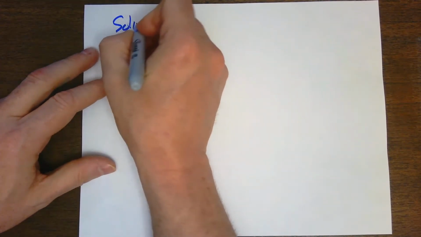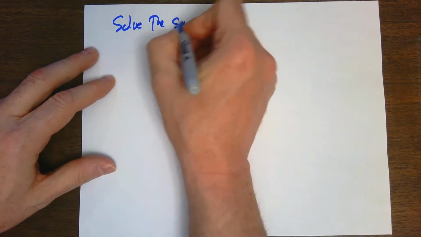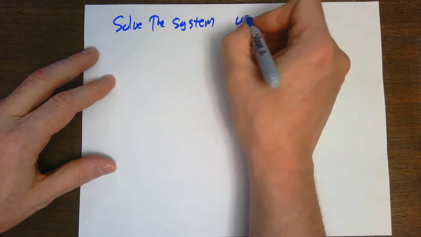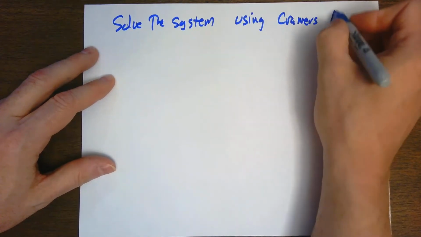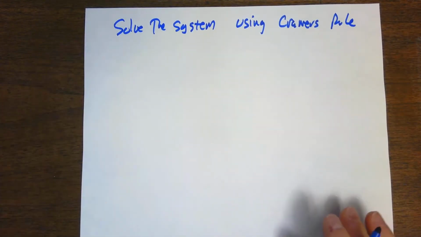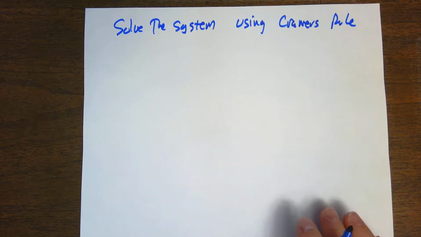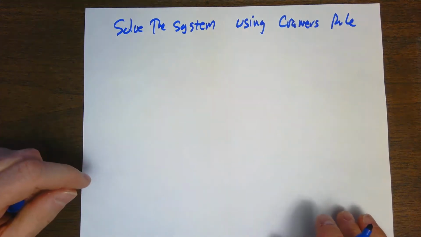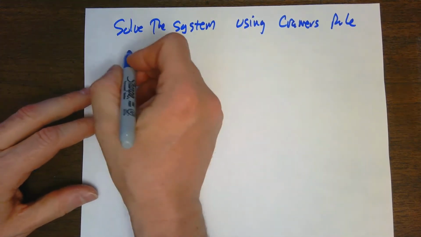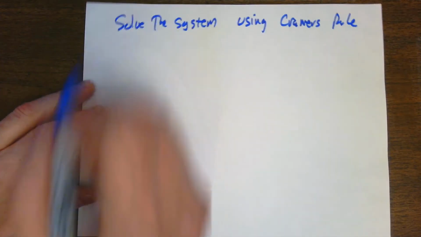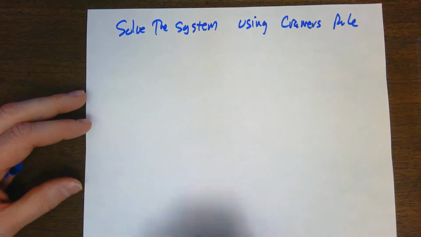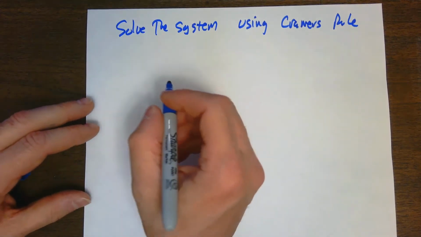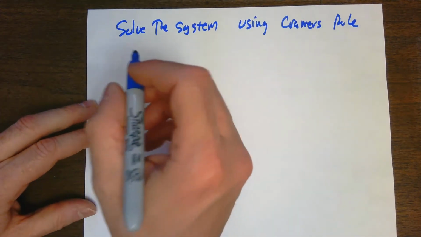Solve the system using Cramer's rule, which is determinants of matrices. Let's see, which one did we do? We did 16. 18 is kind of a nice one. 22 is a pretty good one too. Let's do 22.